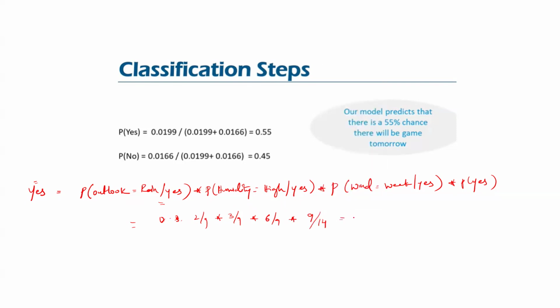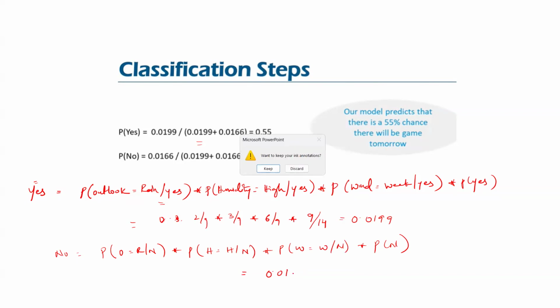So the value is 0.0199. Now, similarly, find out for no. The probability of outlook equal to rain given no, into the probability of humidity equal to high given no, into the probability of wind equal to weak given no, into the probability of no. When you place these values, we will get 0.0166.